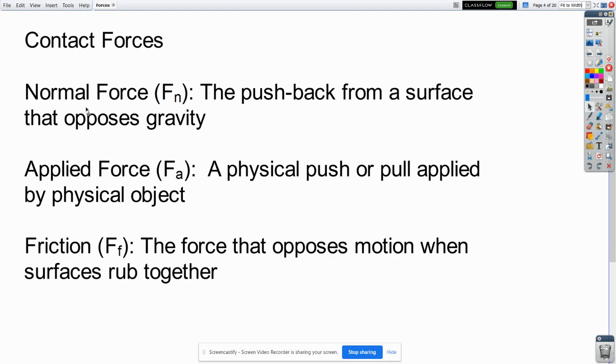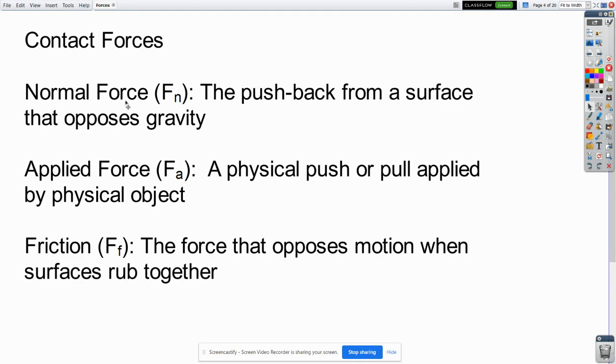You may be sitting in a chair right now, and your body is pushing downward on the chair because of gravity. It's pretty normal for the chair to push back upward on you with a force that's equal in the opposite direction. It's that pushback, that reaction of the surface of the chair, that we call the normal force. Again, it's called normal because it's pretty normal. That's what happens whenever something's resting on a surface.